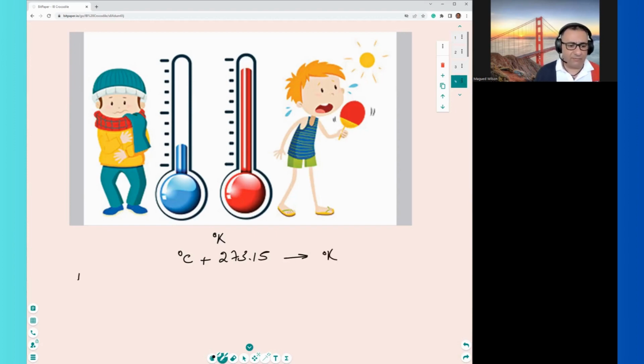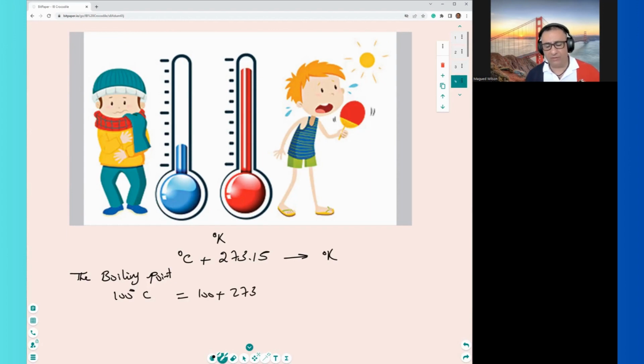So for example, what is the boiling point of water? The boiling point of water at normal pressure is 100 degrees Celsius. But in the SI system, it's going to be 100 plus 273.15. Here again, in IB, 273 is good enough. I'm just trying to give you information that is as accurate as possible, but in IB, in application, it's fine. You just use 273. So 100 plus 273 is going to be 373 kelvin. This is the boiling point of water.